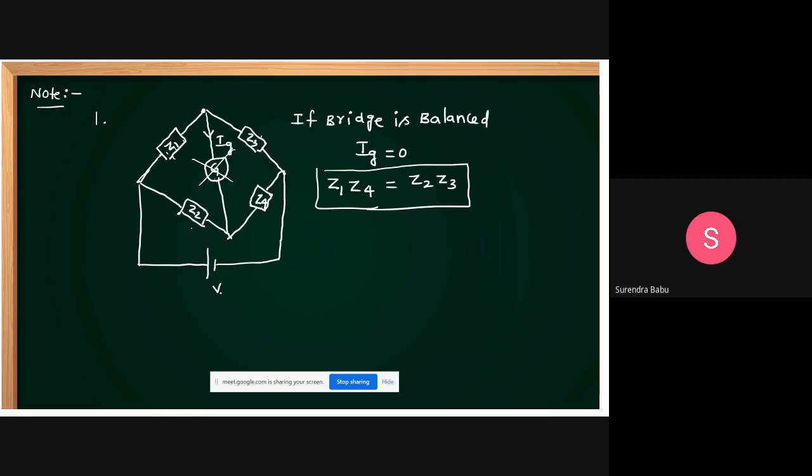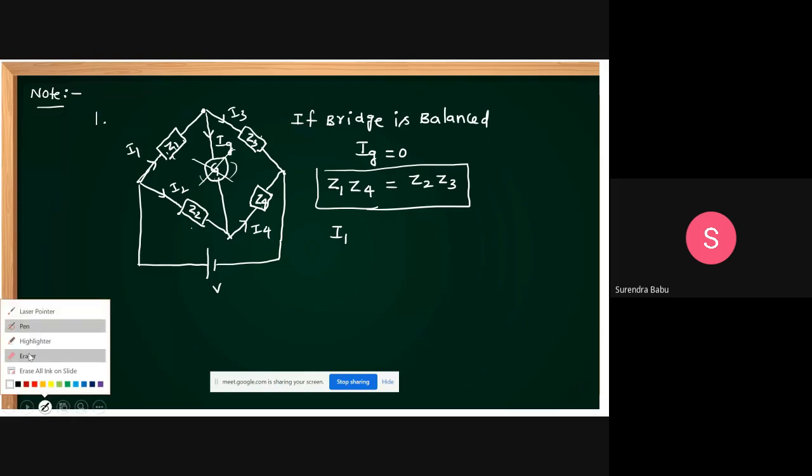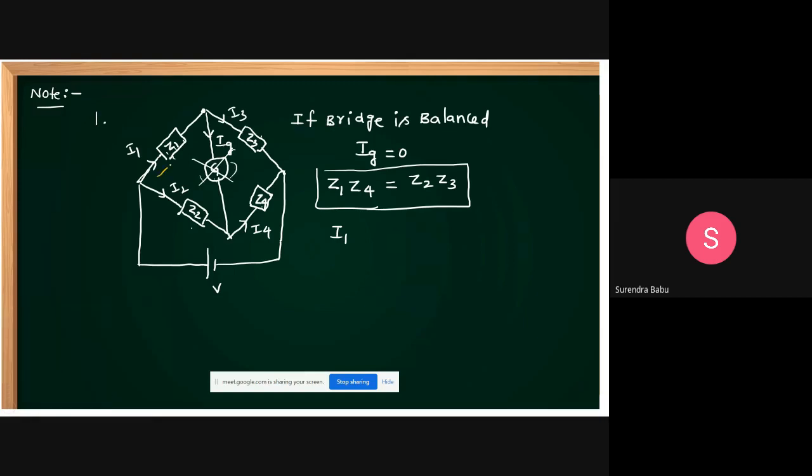For example, let this be V. Let this current be I1, this current I2, this current I3, and this current I4, students. Can you tell what is I1, sir? Because there is no significance of this branch, I1 is equal to I3, because these two currents are equal. Z1 and Z3 come in series, and Z2 and Z4 come in series.